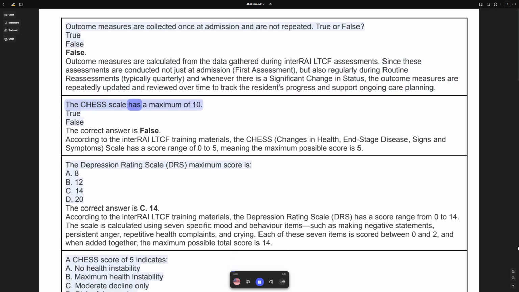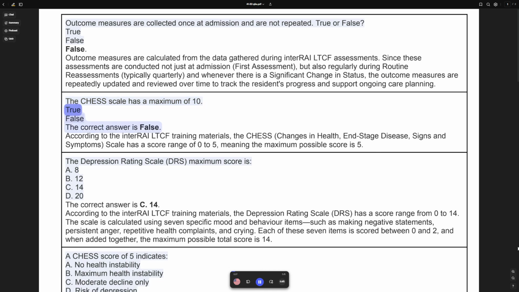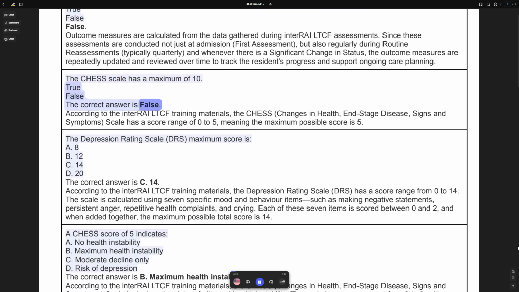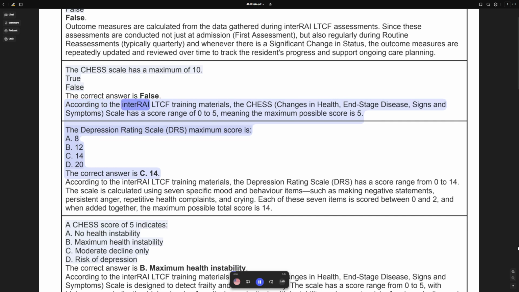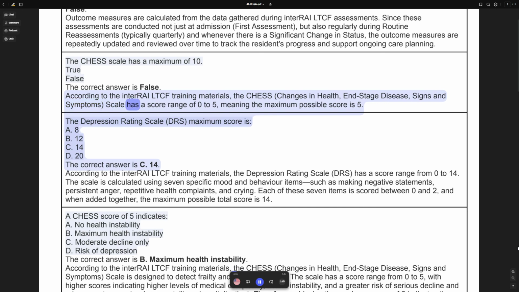The CHESS scale has a maximum of 10. True or false? The correct answer is false. According to the interRAI LTCF training materials, the CHESS, Changes in Health, End-Stage Disease, Signs, and Symptoms, scale has a score range of 0 to 5, meaning the maximum possible score is 5.